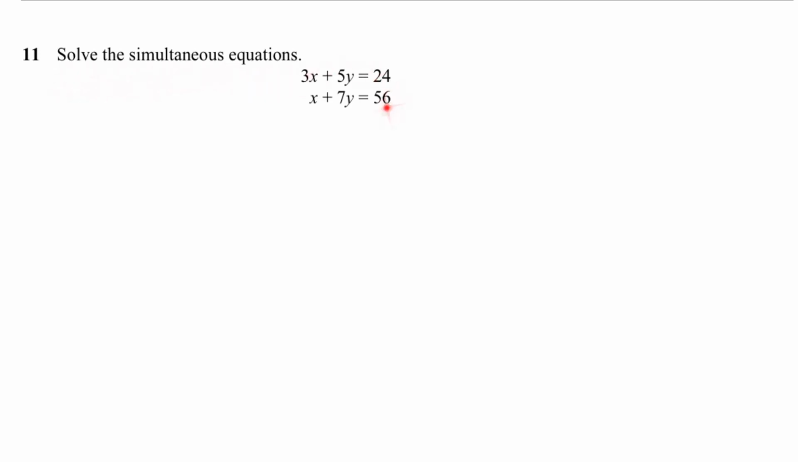We have to solve the equations simultaneously. You can use either the elimination or substitution method, whichever you find easy. Here, my coefficient of x is 1. When I have a coefficient of x or y as 1, then I think the substitution method is easier. So we'll make x the subject. To do that, I'll bring the 7y to the other side. It will become negative 7y. So this is my equation number 3. This is 1 and 2.